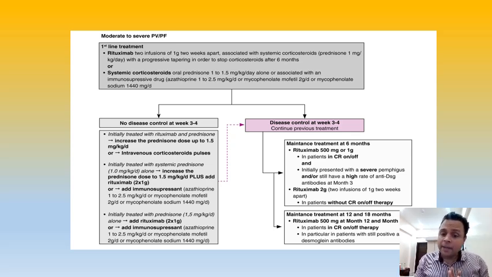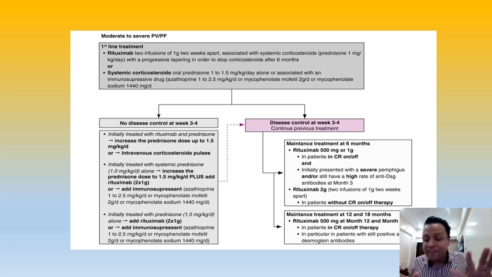So first line therapy, as I mentioned, nowadays rituximab is the main first line therapy: 2 infusions of 1 gram, 2 weeks apart, associated with systemic corticosteroid, prednisolone 1 milligram per kg body weight. So we have understood the dose is 1 milligram per kg. Here we cannot afford 0.5 milligram per kg body weight. At least 1 milligram. So if the weight is 60, it will become almost 60 milligram of prednisolone that you have to give.